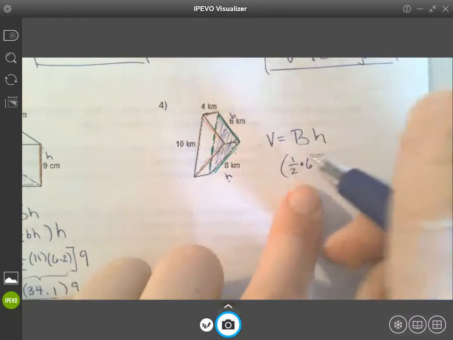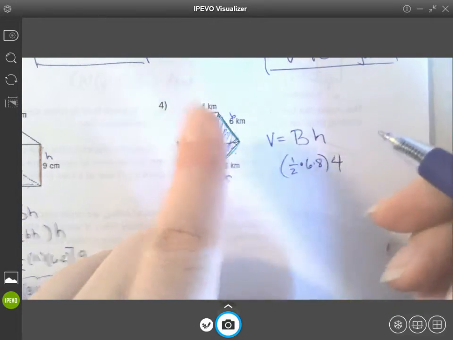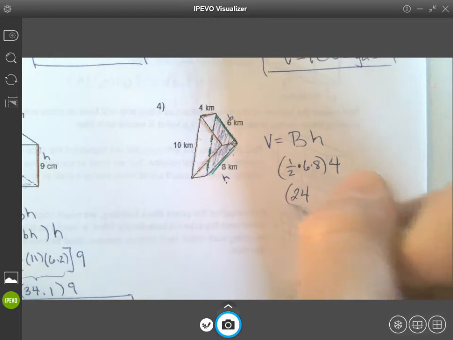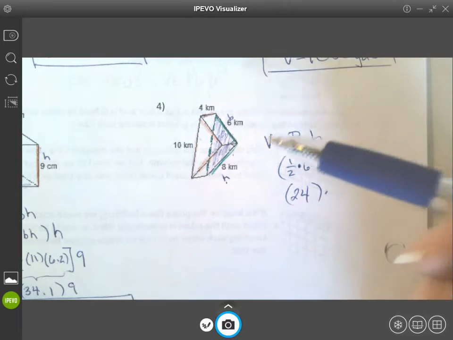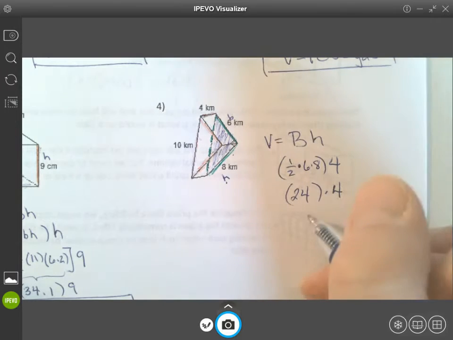All right, so area of the base is a triangle times the height, which is 4. Throw that in your calculator. Area of the base is 24. So it's literally just find the area of a triangle, multiply it by the height of the figure. Does anybody agree with my 96?